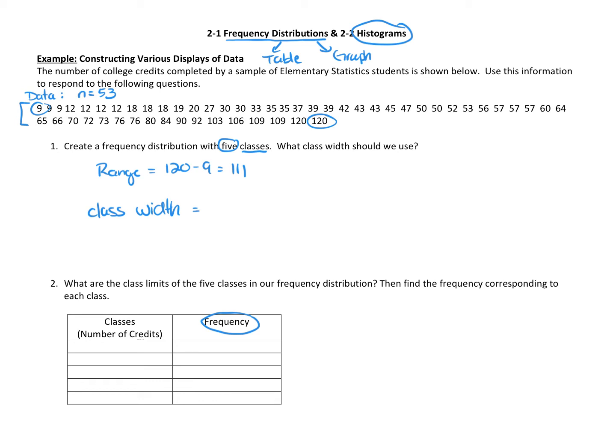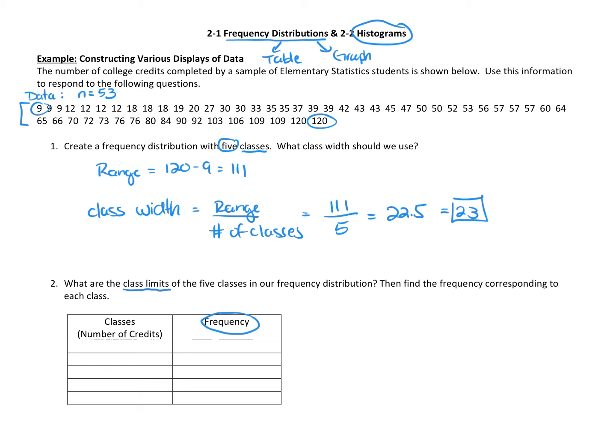To calculate your class width, all you're going to do is take the range, which is the highest value minus the lowest value, and then divide it by your number of classes. Here my range is 111 and I want 5 classes, so that's going to give me a class width of 22.5. Anytime you have a decimal here, just round it up to a nice whole number. So 23 is going to be my class width, okay?